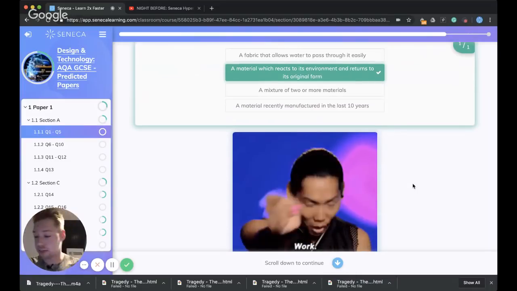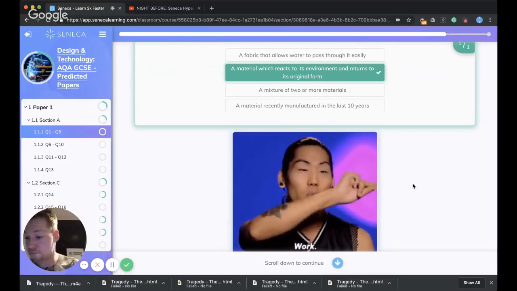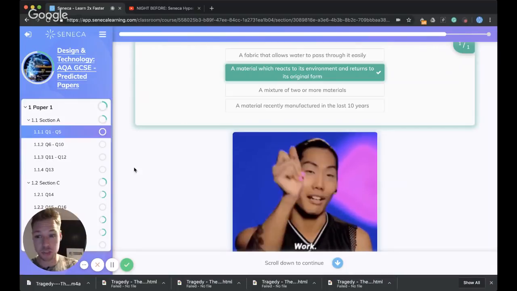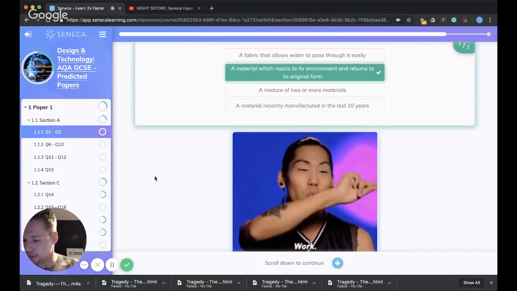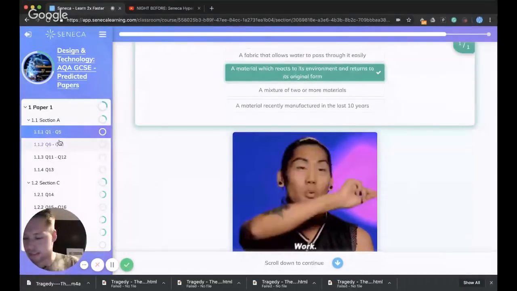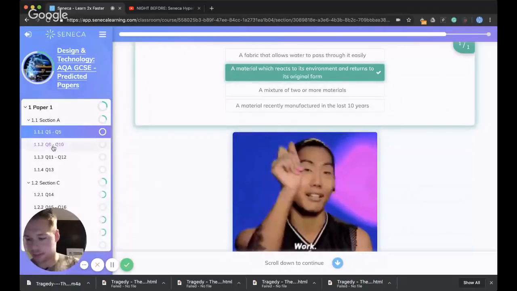So, a material which reacts to its environment and returns to its original form. So that is what a smart material is. It always returns to its original form. So remember that for your exam tomorrow. Yes, the answer is 2. We know it's 2.